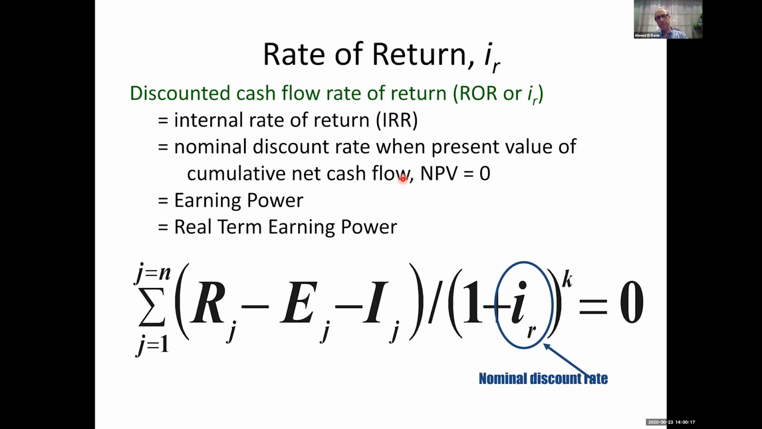There is another measure. It's called rate of return. It has many different names: internal rate of return, a nominal discount rate when present value of cumulative net cash flows equal to 0, earning power, also real-time earning power. So it has different names. So what is it? It is the interest rate that makes the net present value equal to 0. So there is a value for interest rate here that makes the net present value of the project equal 0.